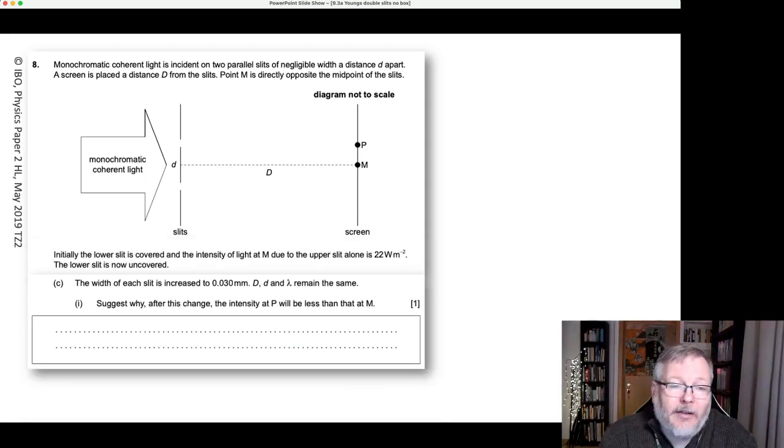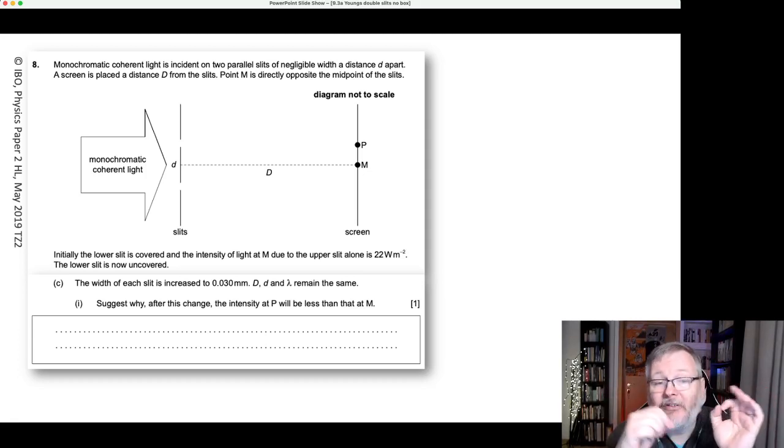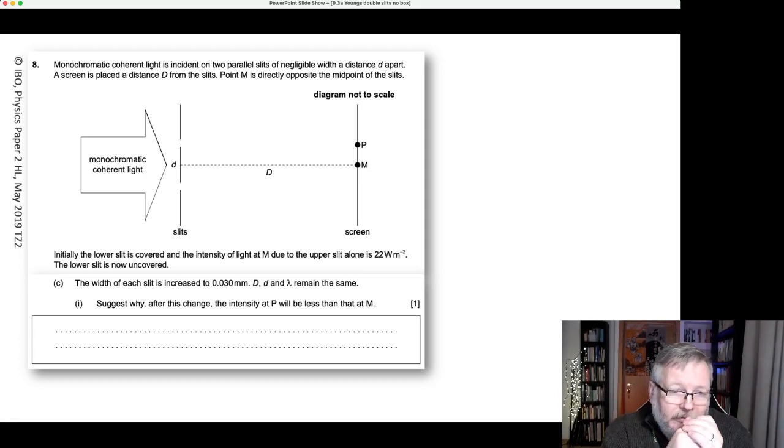Part C says that, okay, we're now going to worry about the slit width. Previously we haven't worried about the actual width of the slit, but now we are. And it increases to 0.030 millimeters. Everything else stays the same. Suggest why the intensity at P will be less than that at M.